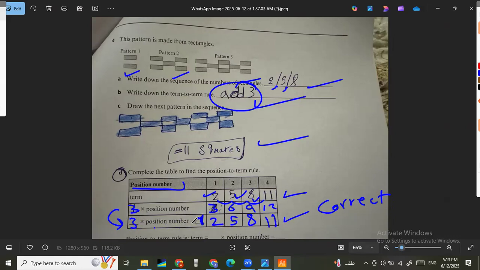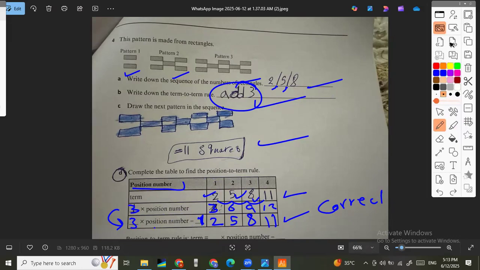So just make sure that you apply the rule. The term-to-term rule is 3 times the position number, and I see the difference. I test it: 3 times position number 1 is 3. No, mister, I need to go 1 down. So that's why it's minus 1. If this was a 4, with 3 times the position number being 3, I would need to add 1 in that case. But this is not the case in this question. All right, next question.